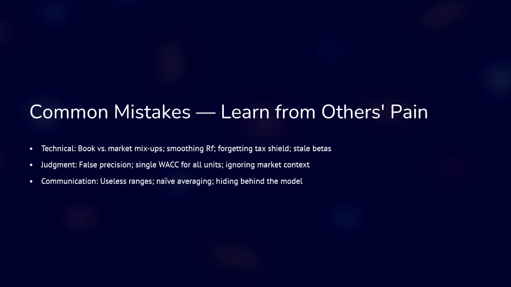Judgment errors I see are some examples. WACC is 9.34% based on my calculations. Well, that's false precision. I use the same WACC for all business units. Well, the reason this is a problem is because risk differences are ignored. Market conditions don't matter because CAPM is theory. Well, theory does meet reality.